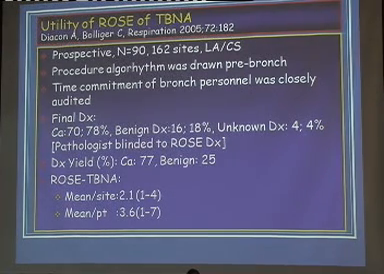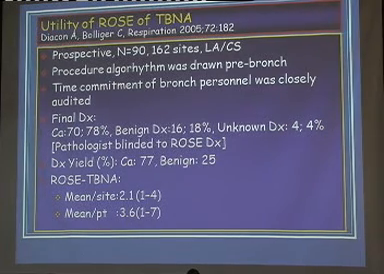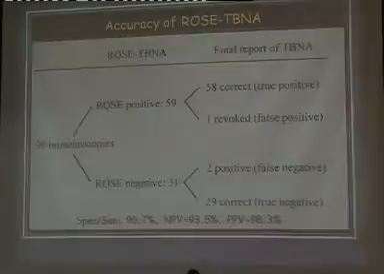The final diagnosis was achieved in 78%. It was malignancy, benign diagnosis in about 18%, and unknown in about 4 to 5%. Pathologists were blinded to the ROSE diagnosis as well. So they looked at final diagnosis after ROSE was carried out. Diagnostic yield in malignancy 77%, benign conditions 25%. As you see here, let me take you through the entire process here.